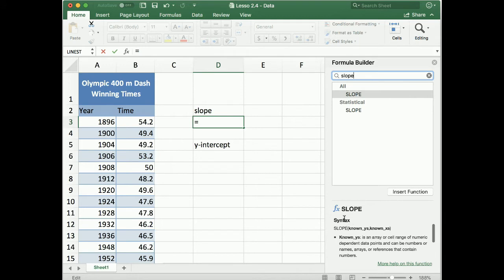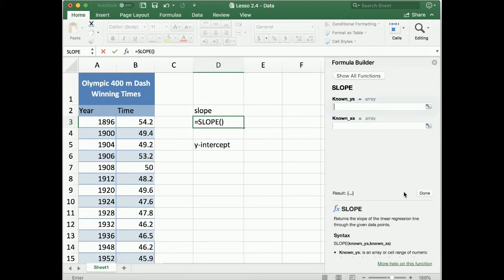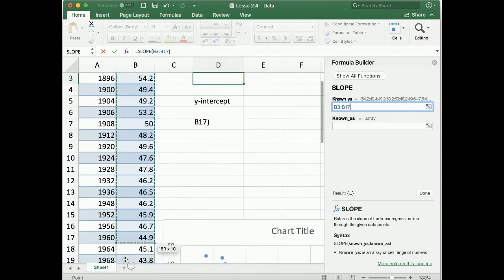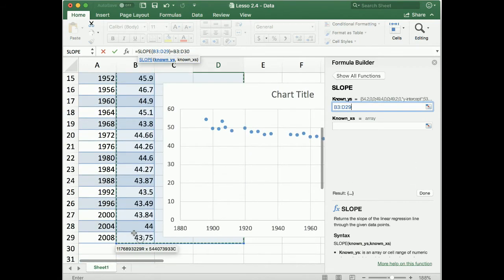And so what we do is we're going to select this function, slope, and then it tells us we want to put our known y values first and then our known x values. So we can insert the function. You can do it right here since we use this formula builder here. We want our known y values, which are here. So we will drag down to the bottom of our table of the y values. That got me too much there. So it went all the way to D29. I only went up to B29. So I'm going to change that to B. So we got our known y values.